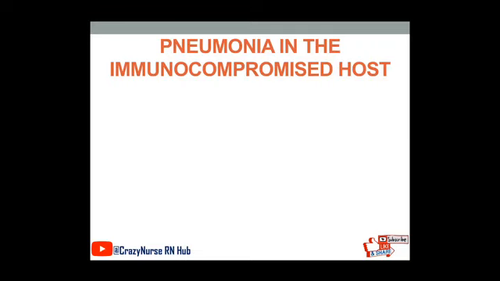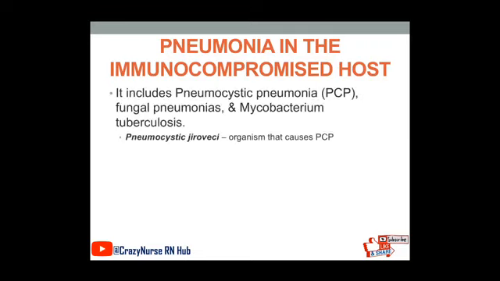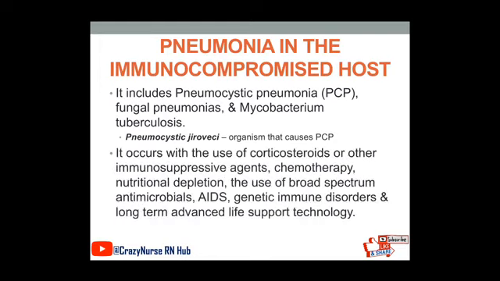Now let's have the pneumonia in the immunocompromised host. It includes pneumocystis pneumonia, PCP, fungal pneumonias, and Mycobacterium tuberculosis. The organism that causes PCP is your Pneumocystis jirovecii. It occurs with the use of corticosteroids or other immunosuppressive agents, chemotherapy, nutritional depletion, the use of broad-spectrum antimicrobials, AIDS, genetic immune disorders, and long-term advanced life support technology.